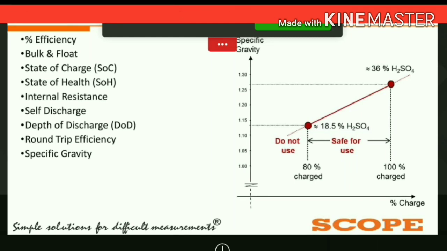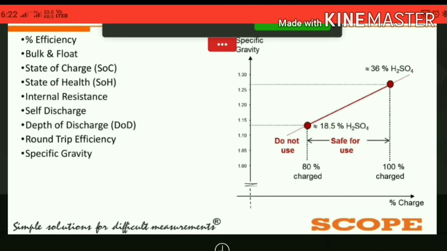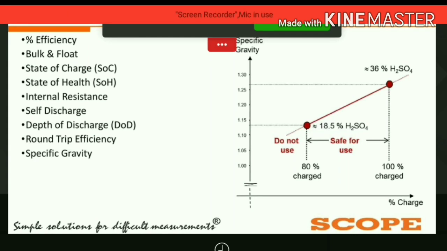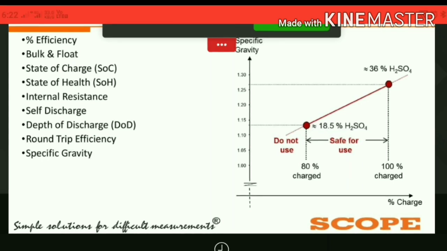Now, in case of a battery, if you see in the picture, when the battery is 80% charged, the specific gravity is just below 1.15, and the sulfuric acid is around 18.5%. And if you go up to 100% charge, you can see the specific gravity just above 1.25, and the sulfuric acid content is 36%.